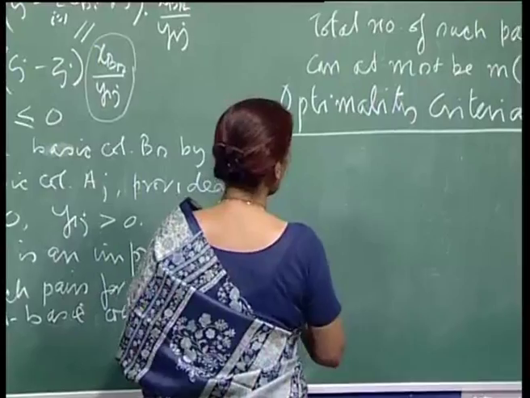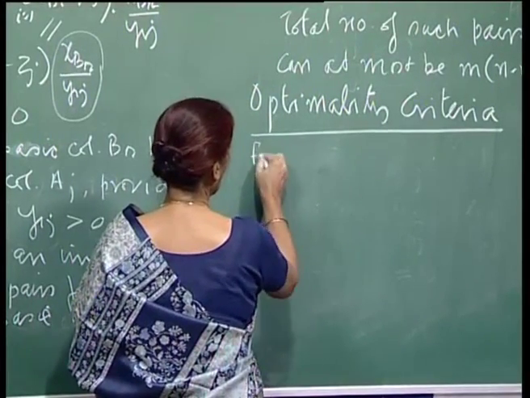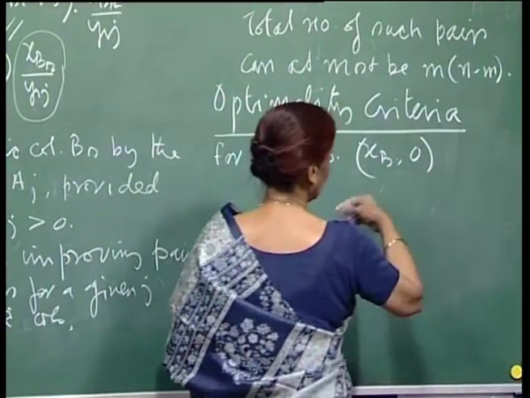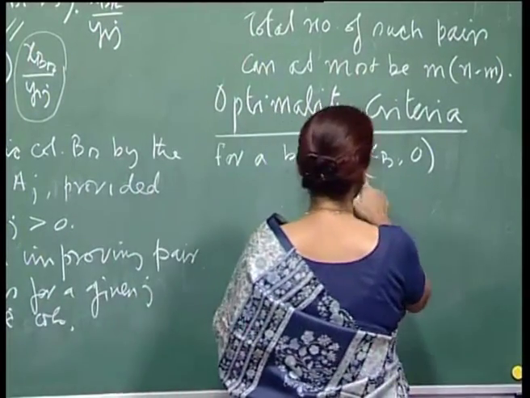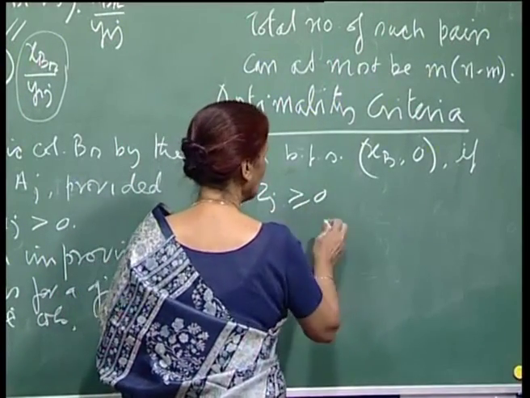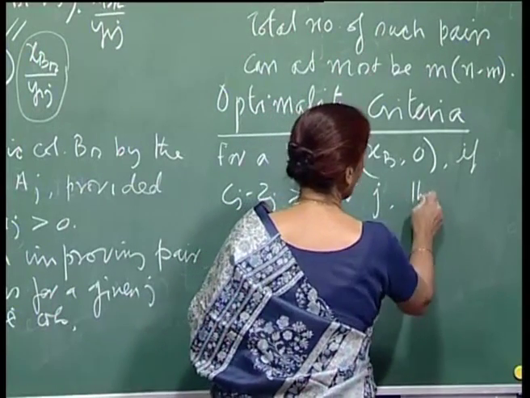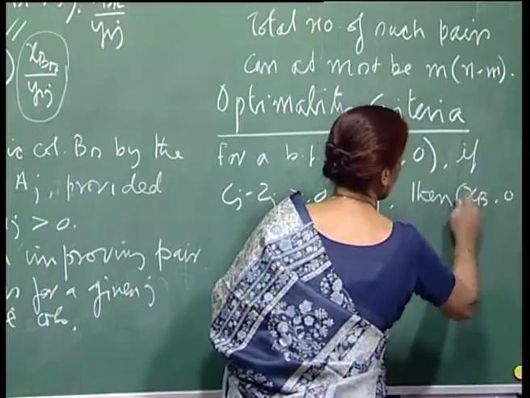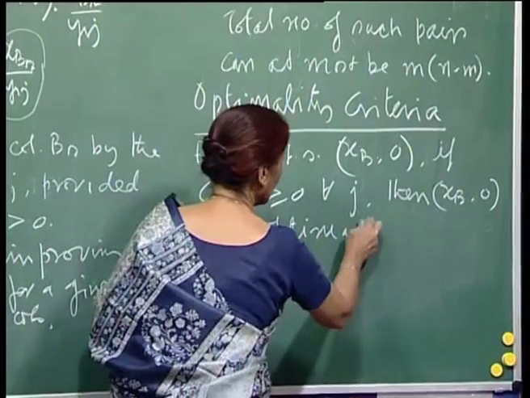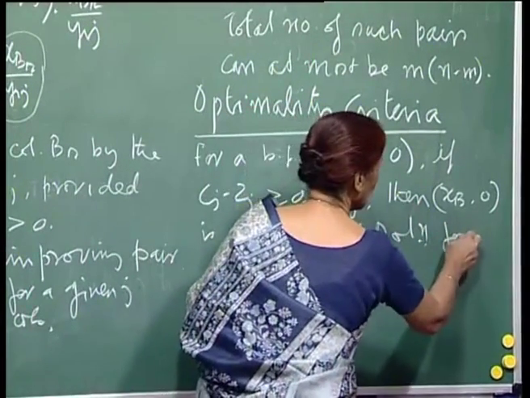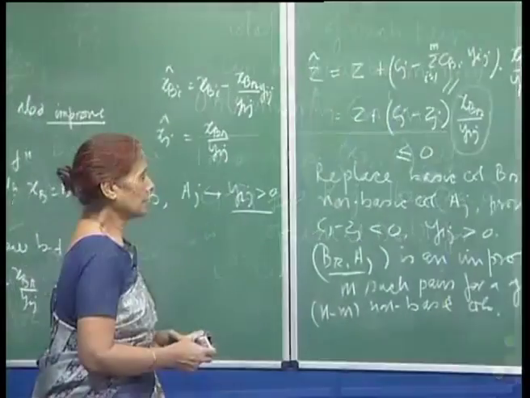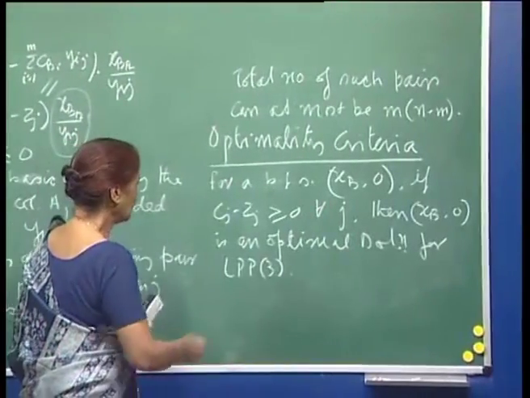So the optimality criteria is that if for a basic feasible solution, I am just continuing to write it as this, saying that we have renumbered the variables and so on, for a basic xb0, if Cj minus Zj is greater than or equal to 0 for all j, then xb0 is an optimal solution for LPP 3. And I will set about trying to prove this condition.